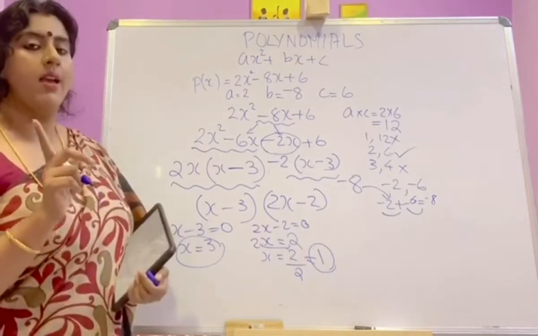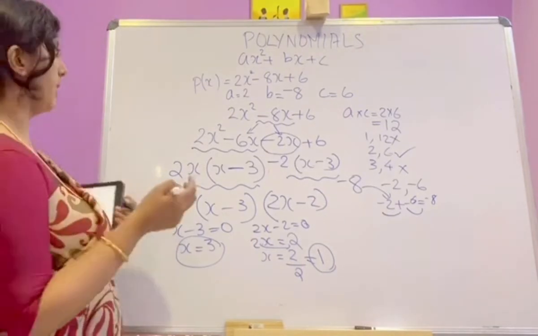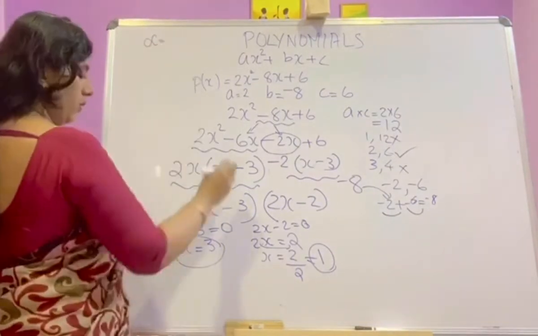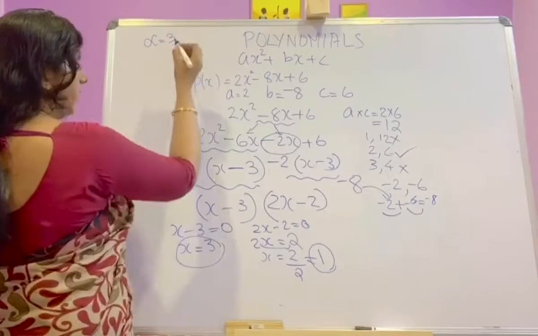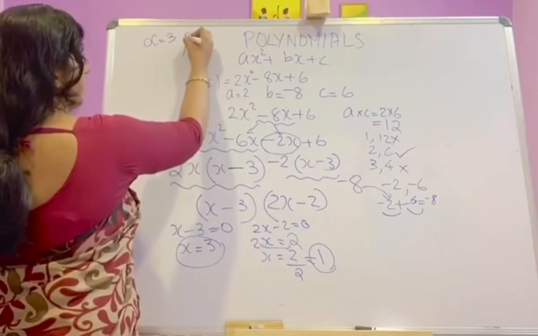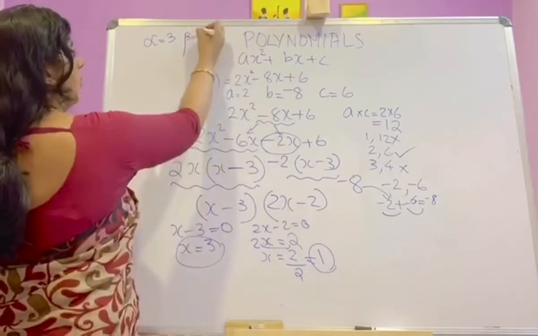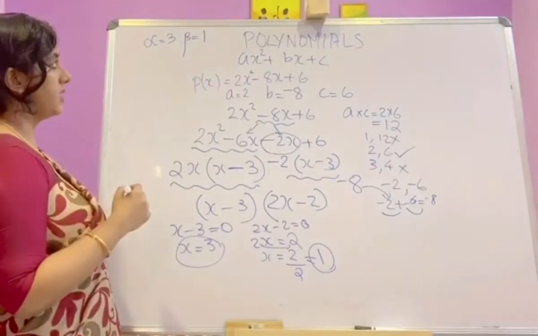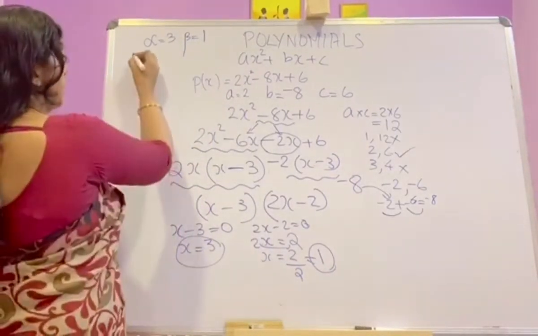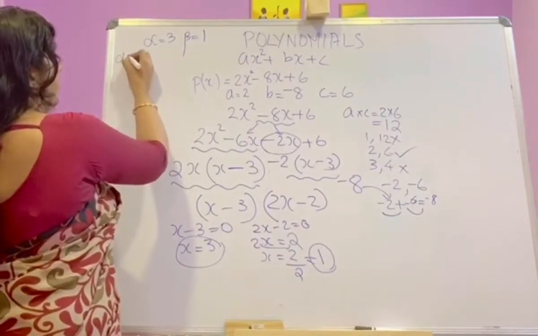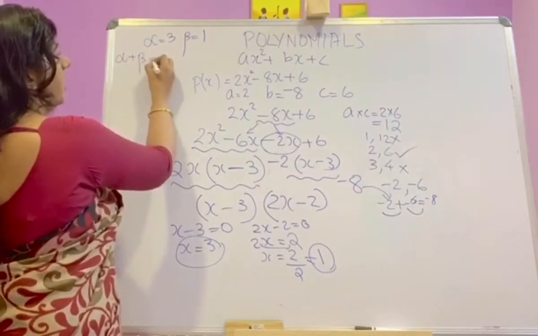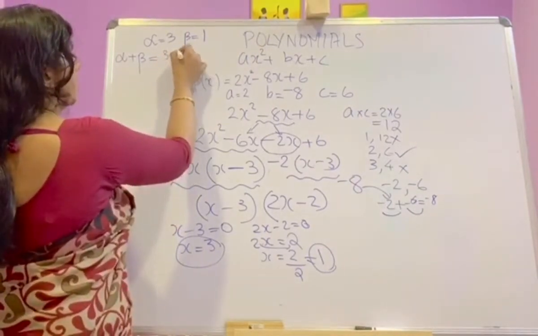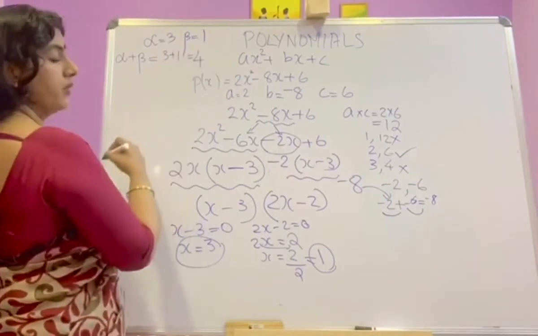The 2 zeros: one is alpha and one is beta. Now, alpha is equal to the first zero, 3, and beta is equal to 1. Now, let us check the sum of zeros, that is alpha plus beta. It is the sum of zeros. The answer is 3 plus 1, which is equal to 4.